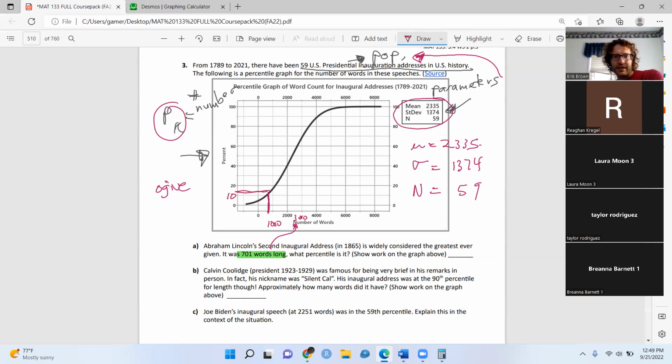This first line is 10. So it's a number between 10 and 20. Based on how I drew it, I might say that's the 12th percentile. Or we could write it as P12 equals 701. How do we feel about that?